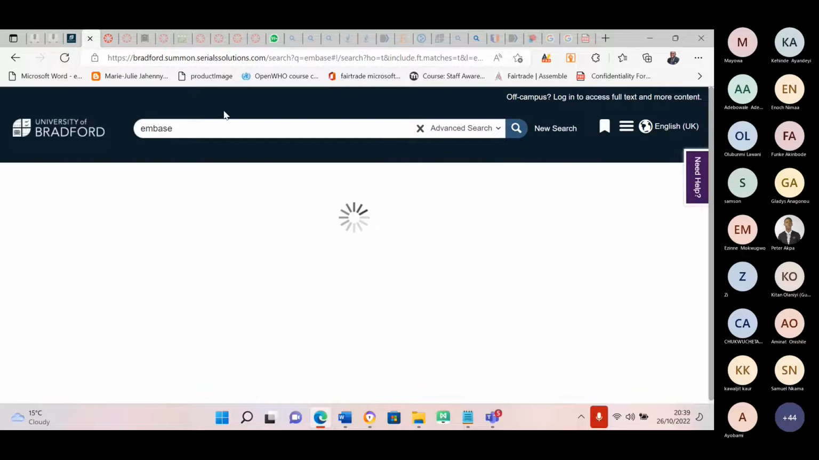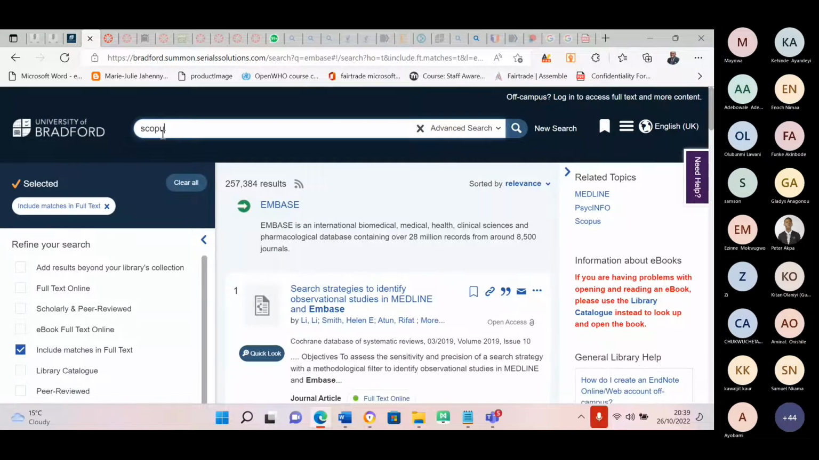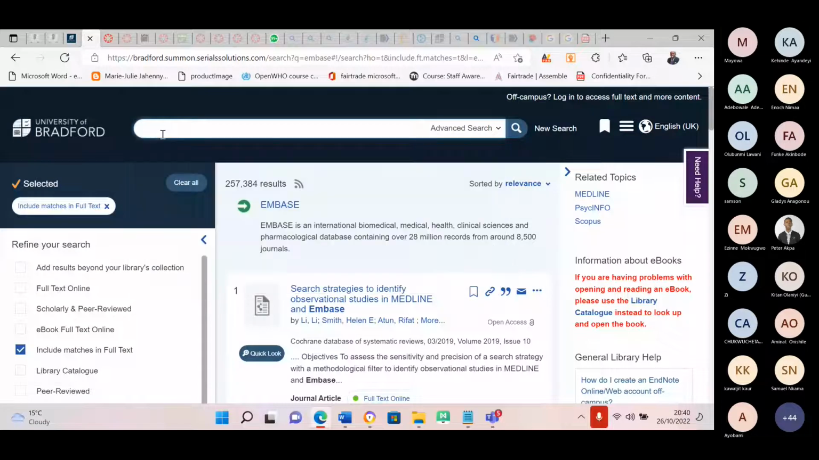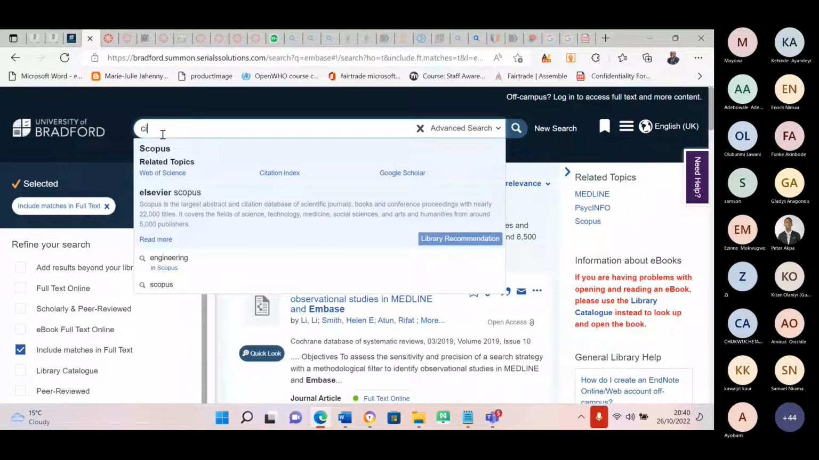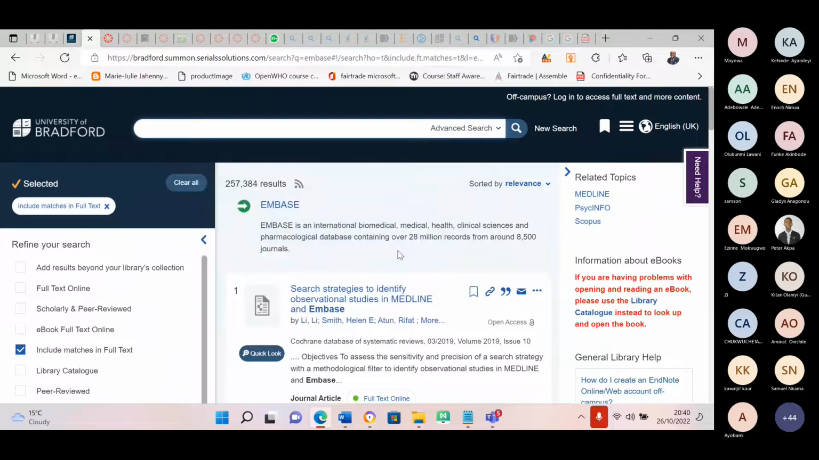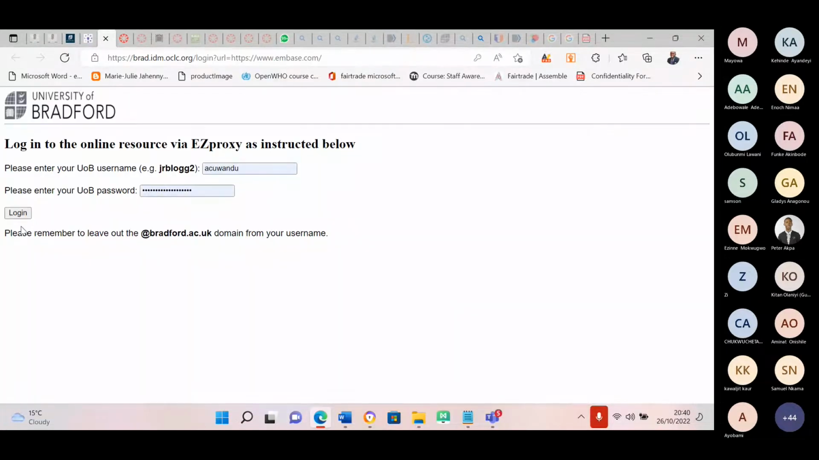You have Embase. There are other databases. You have Embase, you have Scopus, you have Web of Science. You can just type them here, and then you get access. So I want to use Embase now to practice. So I'll go to Embase, click on it, open it.